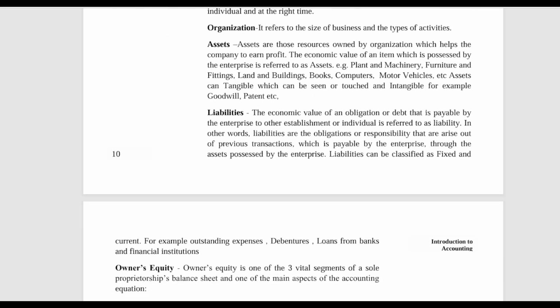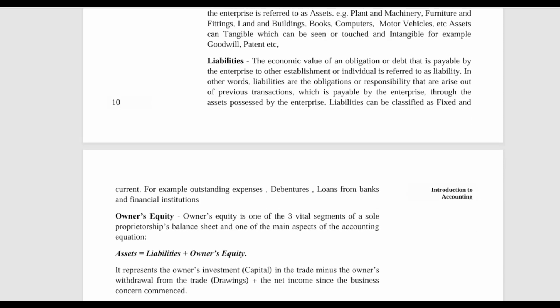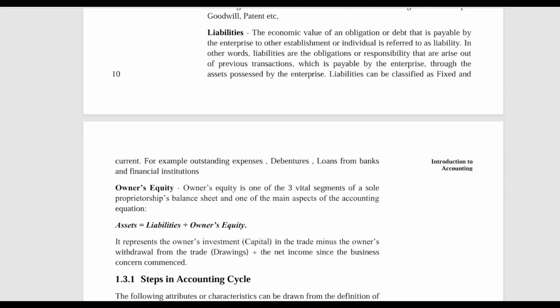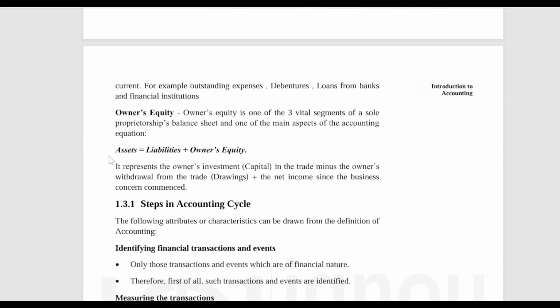Assets are those resources owned by organization which help the company to earn profit. The economic value of an item which is possessed by the enterprise is referred to as asset. And the liability, the economic value of an obligation or debt that is payable by the enterprise to other establishment or individual is referred to as liability. And owner's equity is there. Assets is equal to liability plus owner's equity.